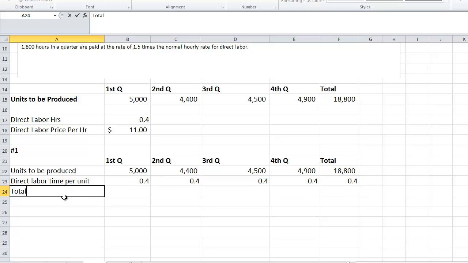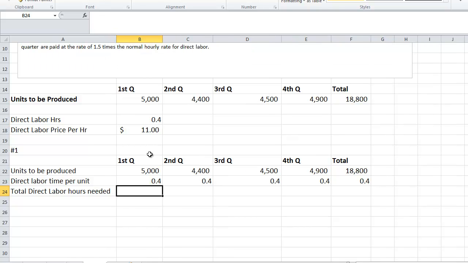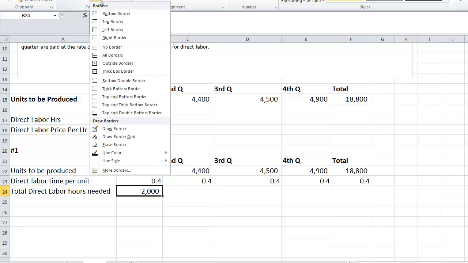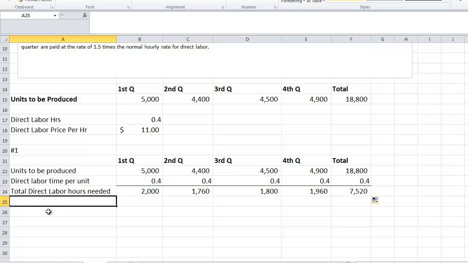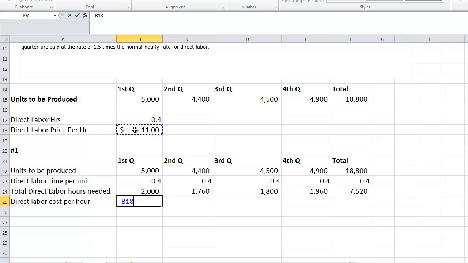So now we're going to come up with total direct labor hours needed. This is how many hours needed to produce this number of products. We multiply units to be produced by the direct labor per unit. Then I'm just going to literally drag my formula across. Direct labor cost per hour. Remember, this is $11 per hour. It was given in the problem. Again, I'm going to go back to my item and hit F4 so that it knows to keep the $11 per hour across the whole, each quarter.